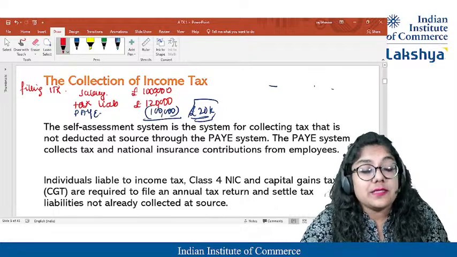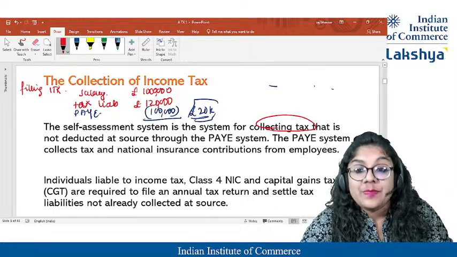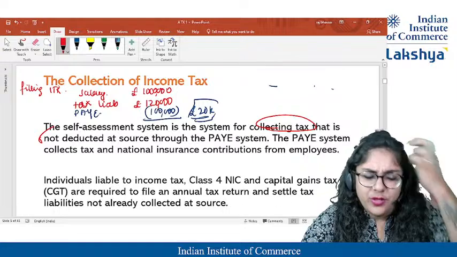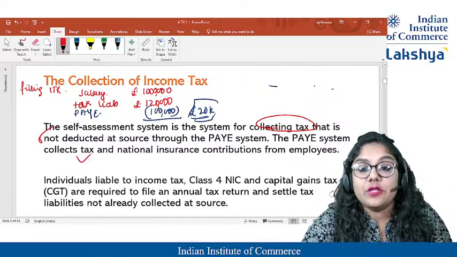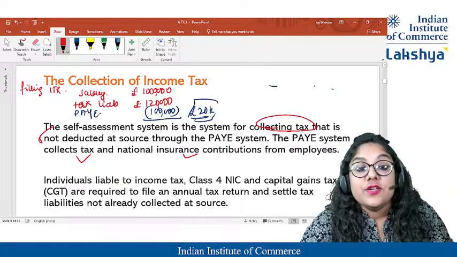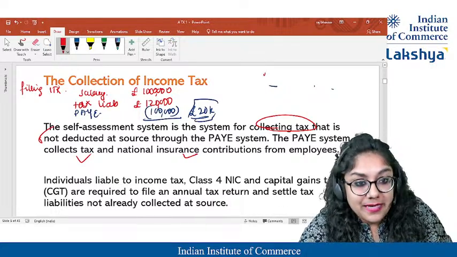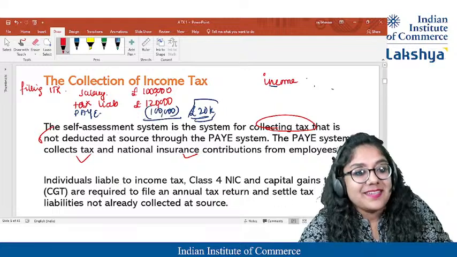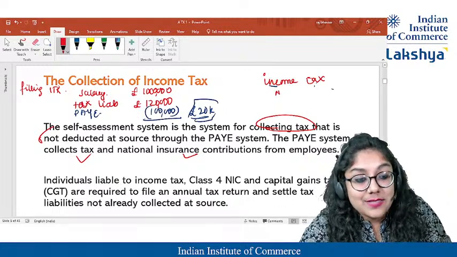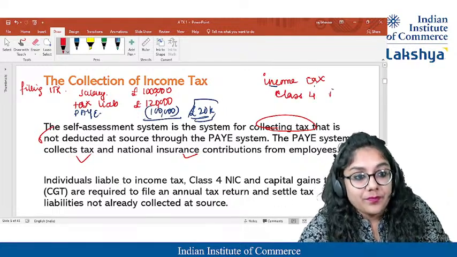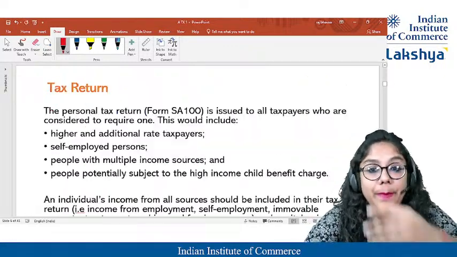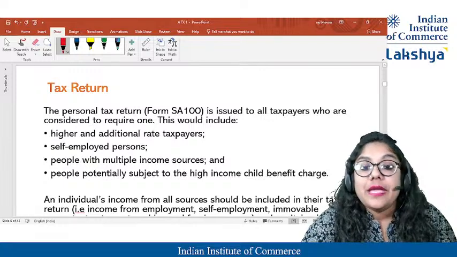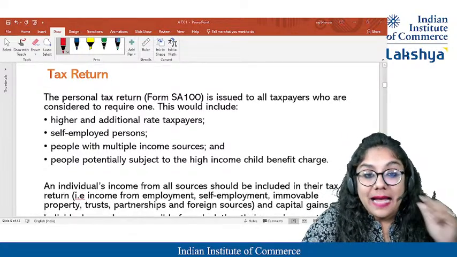The self-assessment system is a system for collecting taxes that are not deducted at source. So what things will I pay? First of all, I'll pay income tax, so an individual has to pay income tax. I'll pay Class 4 NIC. I'll pay capital gains tax also. Agreed? Yes. If I'm paying for that, guys, I have to pay, that is for sure.